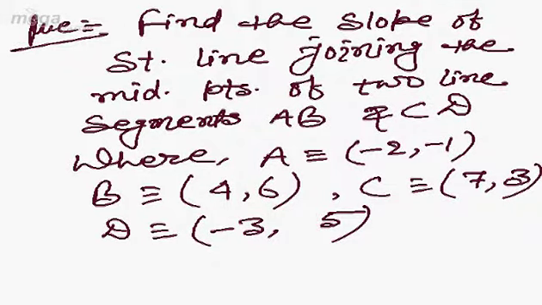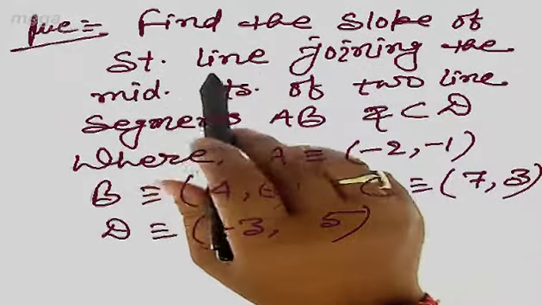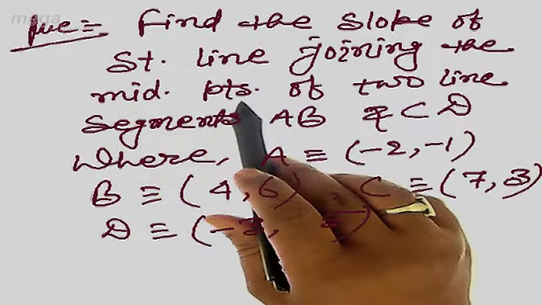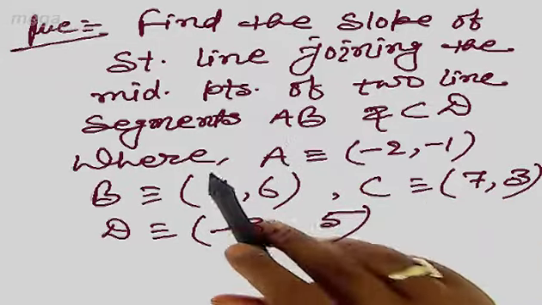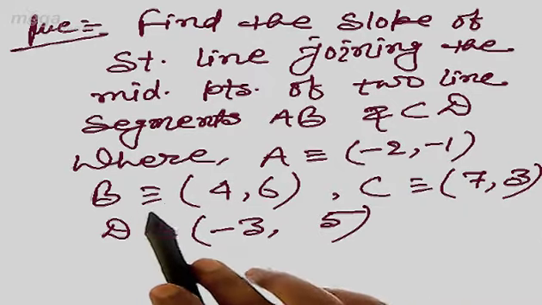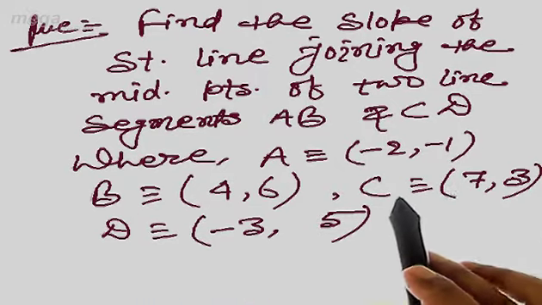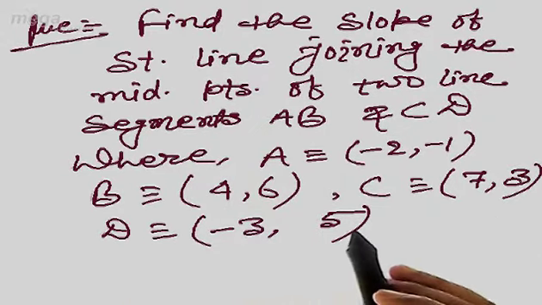So, student, now I'm taking a question to clarify the concept of how we will find the slope of a straight line when the line is passing through two given points. The question is: find the slope of the straight line joining the midpoints of two line segments AB and CD, where the coordinates of A are (-2, -1), B is (4, 6), C is (7, 3), and D is (-3, 5).